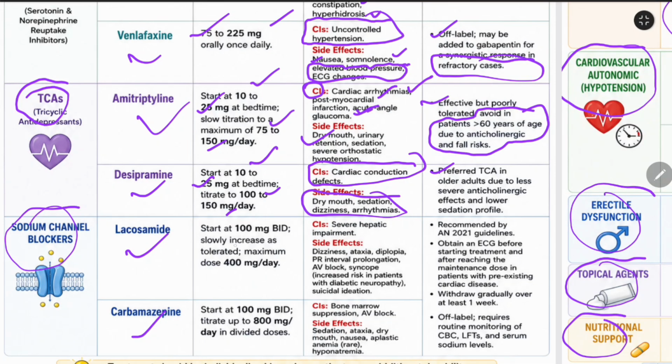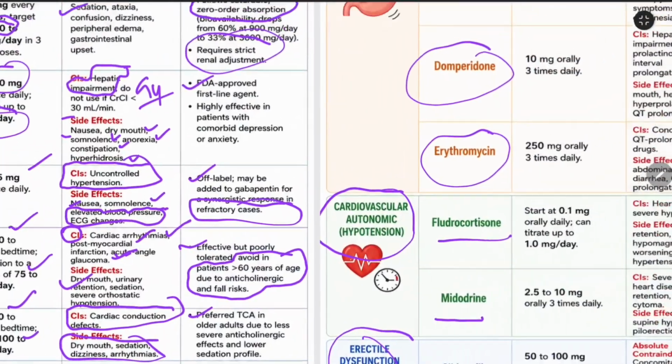So these are sodium channel blockers. These are usually used for epilepsy purposes, but not used now. Okay, you can read this.